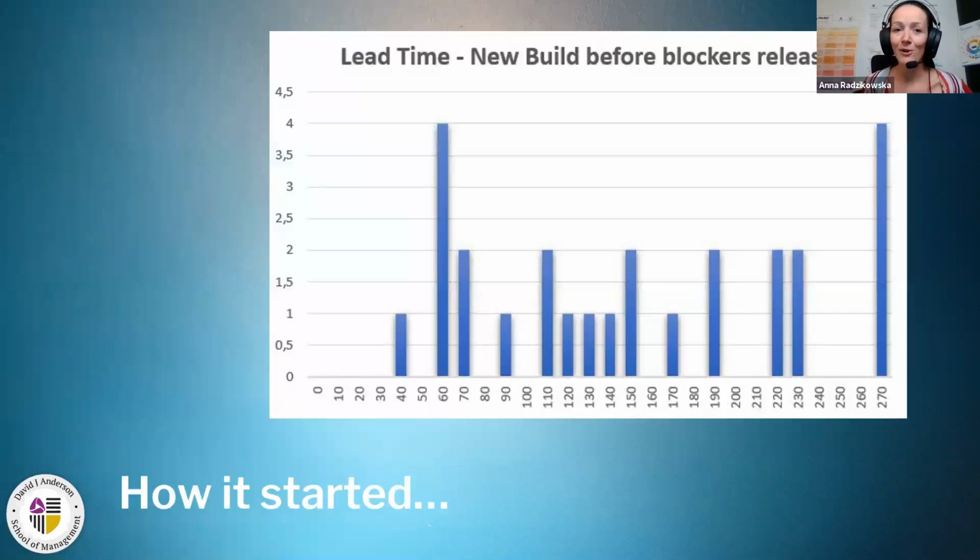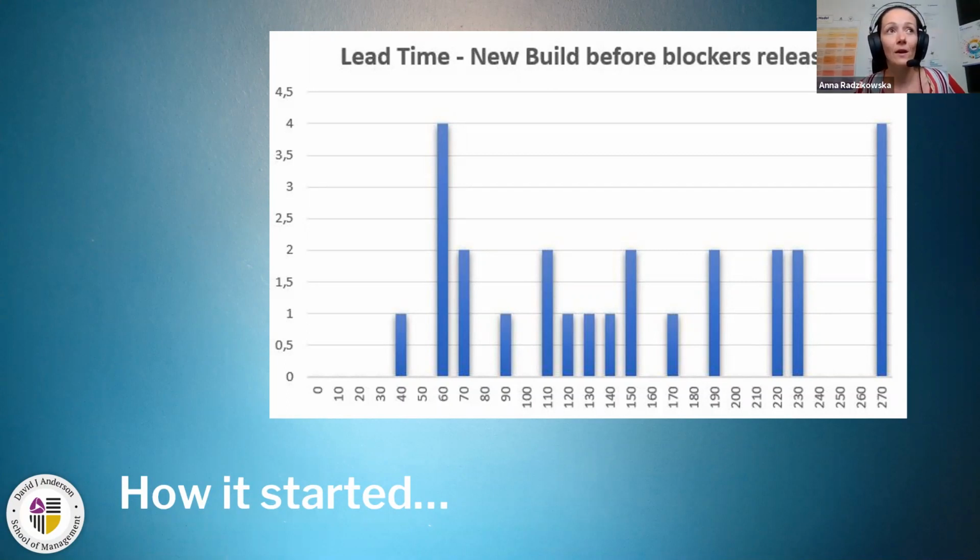So this is how our lead time distribution looked before the blockers release. You can see that it didn't look like anything. There was actually no information that we could take out of this distribution except that we had no idea what we were doing. Our lead time was between 40 and 270 days. I don't even want to say that we were unpredictable. There was not a single percent of predictability in this process. We had no idea what we were doing.